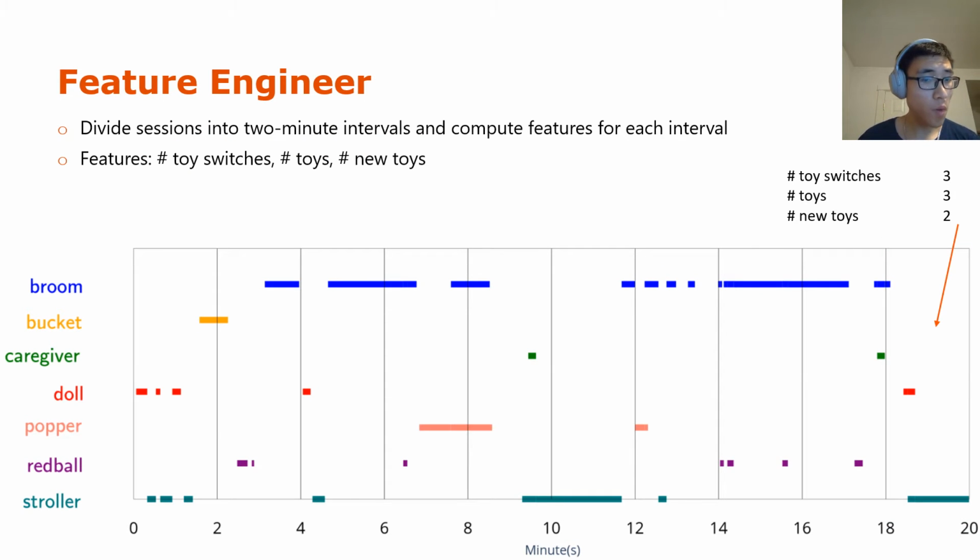To apply the hidden Markov model, we compute features that can later help us interpret the meaning of the states and do not depend on the toy identities. We divided the play session into non-overlapping intervals of 2 minutes and then calculated the number of toy switches, number of toys, and the number of new toys that they played with during these 2-minute intervals. A new toy here is defined as a toy that has not been played with for the last 2 minutes. We'll focus on these 3 out of the 5 features, and we refer everyone to our paper to learn more about the full set of features.